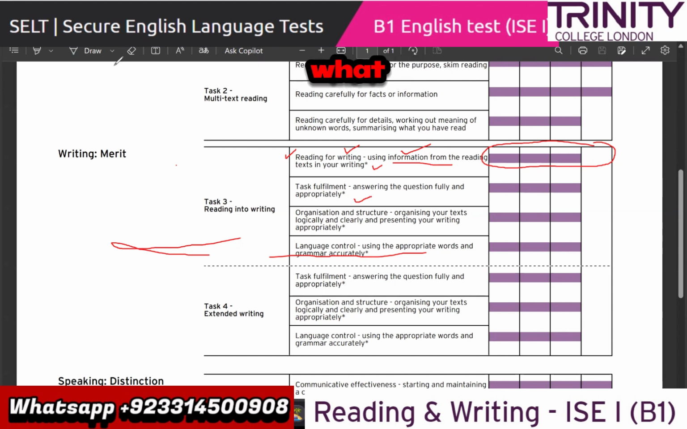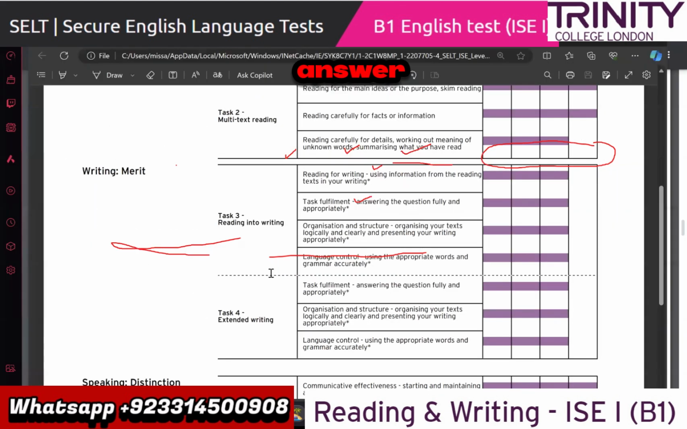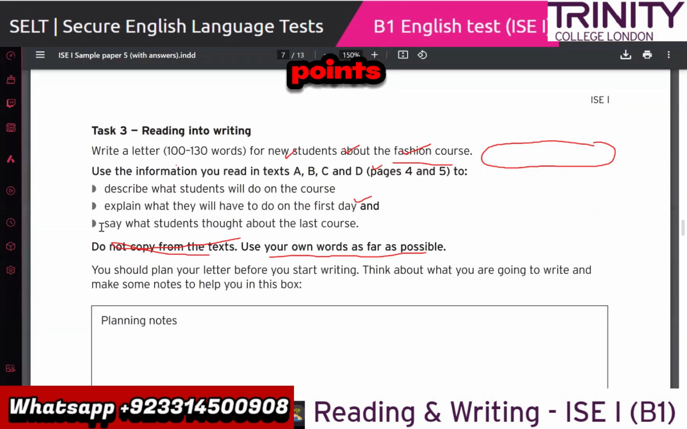What is the meaning of fully and appropriately? The meaning is that you find the answer to these 3 bullet points. Give a full answer and give a correct answer, right? Describe what students will do on the course. You need to find it from the text appropriately and then write it. Understanding or not? Yes. All right.